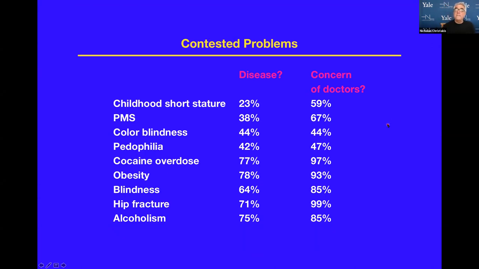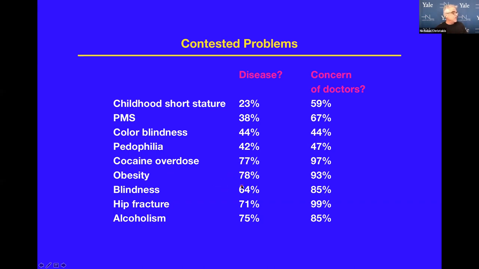And you were all over the map in your perceptions about what constituted disease and needed the attention of doctors. So childhood short stature, 23% thought it was a disease, and 59% a concern of doctors. We mentioned PMS already. Color blindness, 44% of you thought that color blindness is a disease. There are several people in this class who are fully or partially colorblind, I can guess based on the size of the class, and they might or might not have different perceptions. Pedophilia, 42% of you thought it was a disease, 47% a concern of doctors. Now that's interesting. You think this serious condition is a disease, but not many more of you think that doctors should take care of it.